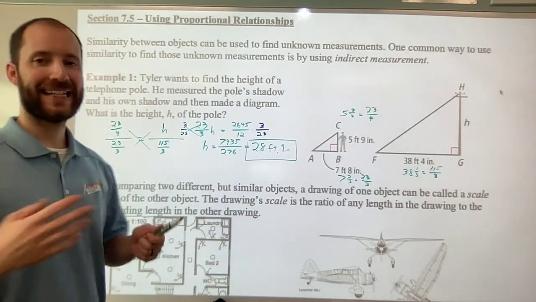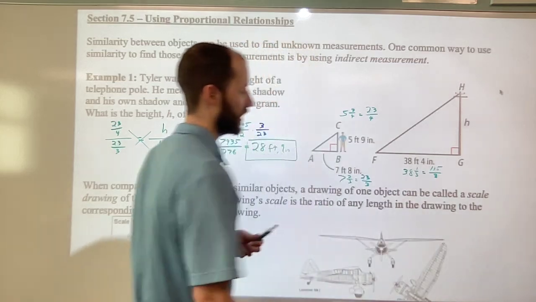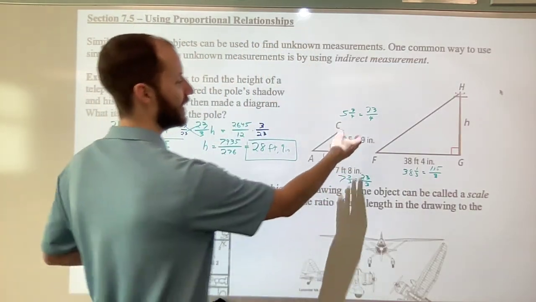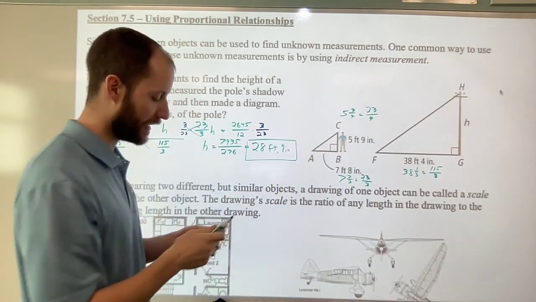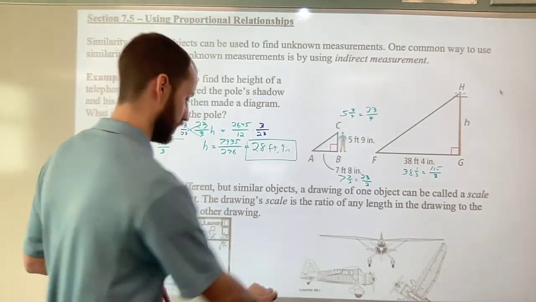So indirectly, by not climbing up the telephone pole, because that's dangerous, possibly illegal, Tyler can find the height of it by using a shadow and a little bit of geometry and proportions and ratios.